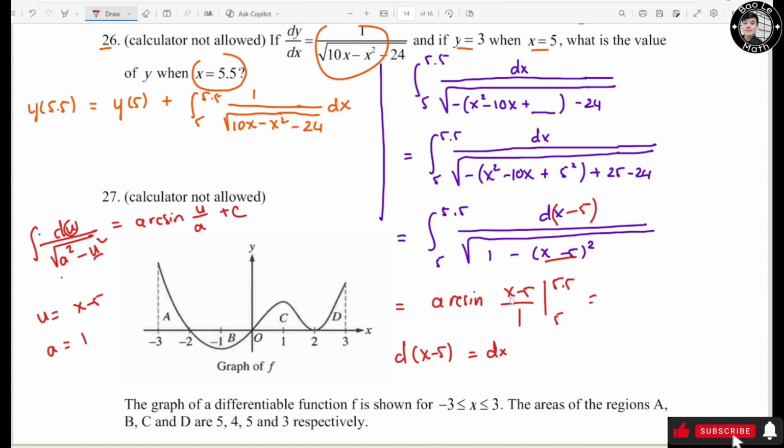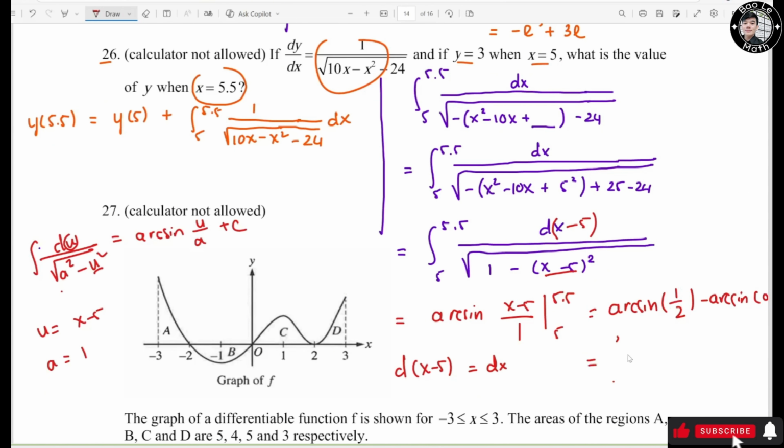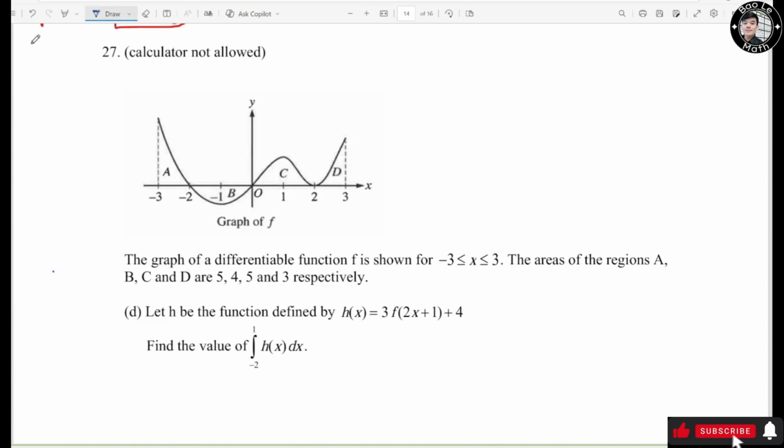Substitute 5.5 for s, it could be arcsine of 1/2. Substitute 5 for s, it could be arcsine of 0. Arcsine of 1/2 is going to be pi over 6, and arcsine of 0 is going to be 0. So we have y of 5.5 equals y of 5, which is 3, plus pi over 6. Now let's move on to question 27.